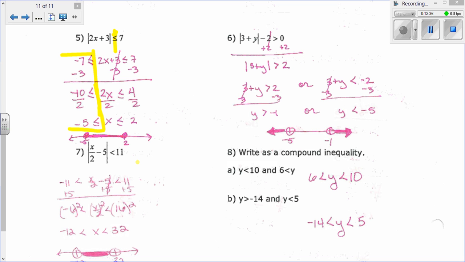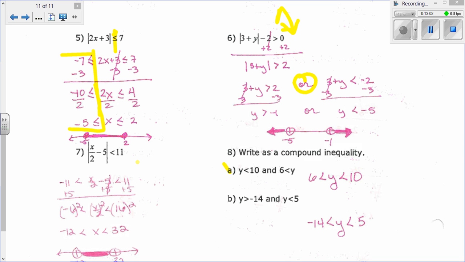For number 6, the first thing I have to do is get the absolute value alone. So notice I added 2 to both sides here. And then I have the absolute value of 3 plus y is greater than 2. So I solve it like it is. 3 plus y is greater than 2. Subtract 3 from both sides, so y is greater than negative 1.